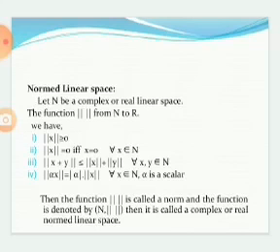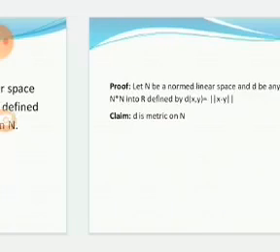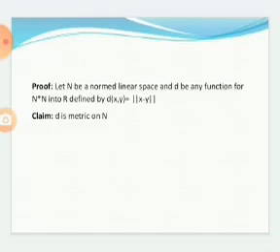Now let us go with a theorem. Let N be any normed linear space and d be any function from N cross N into R defined by d of x comma y is equal to norm x minus y. Then d is a metric on N. Before going to prove this theorem, first we take N as a normed linear space and d as the function from N cross N into R defined by d of x comma y equal to norm x minus y. The claim is d is a metric on N.